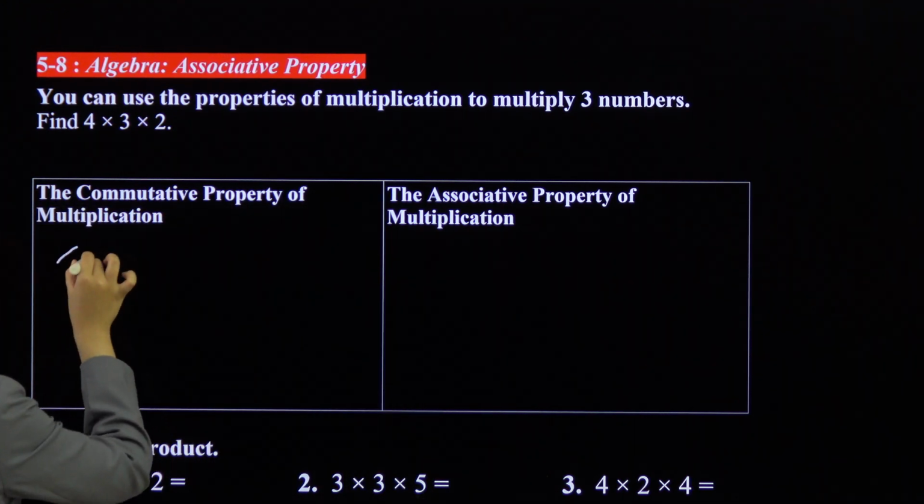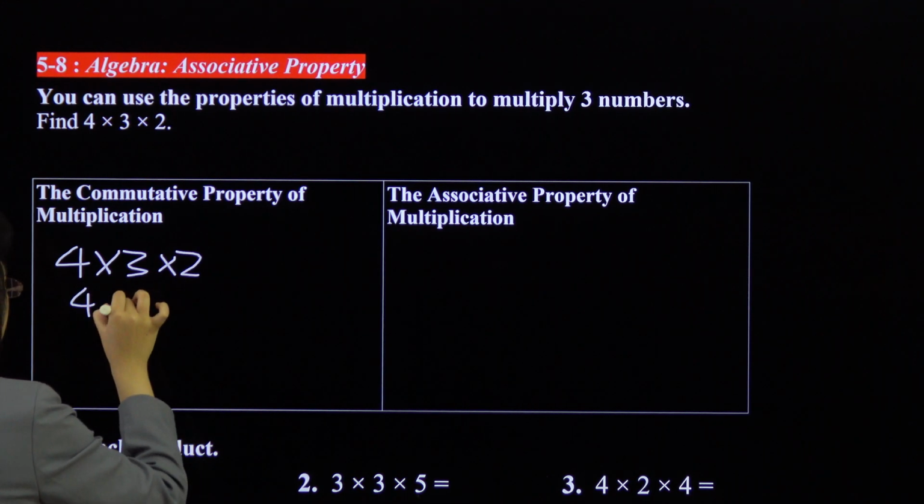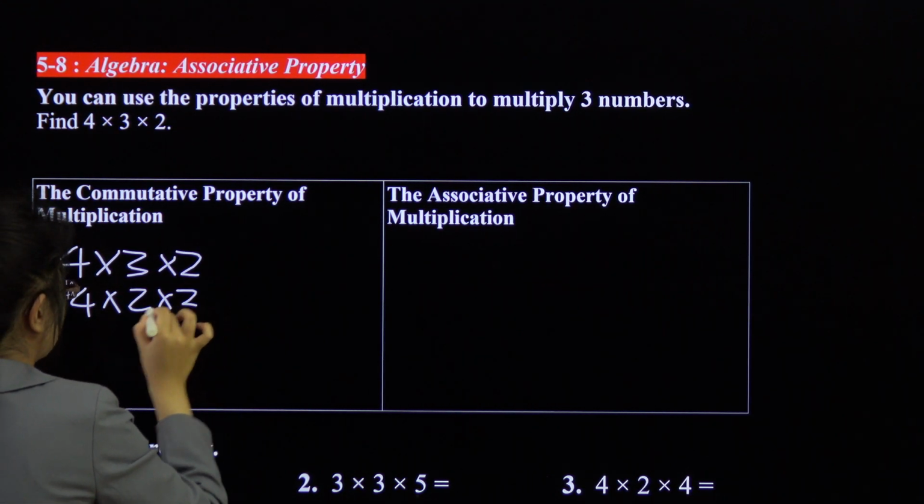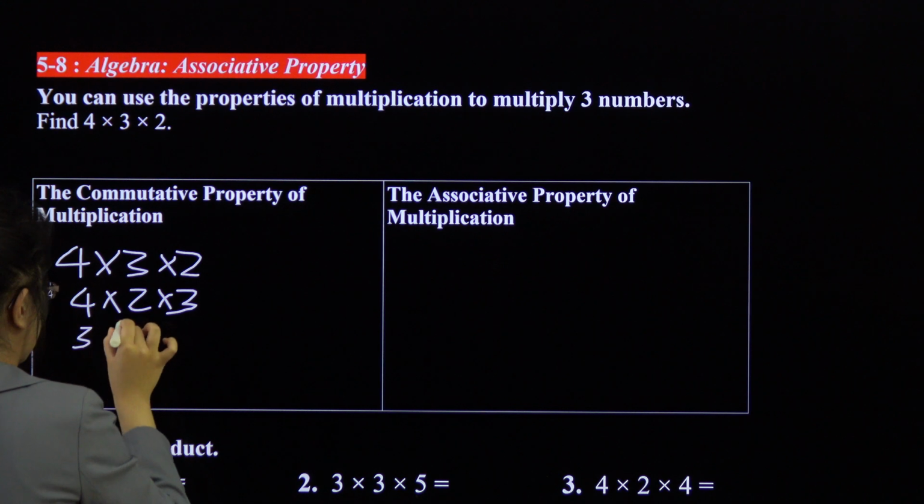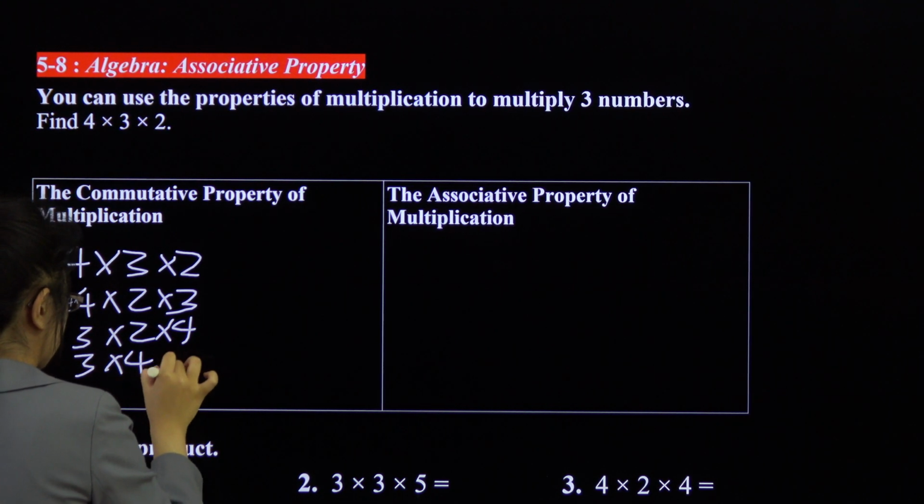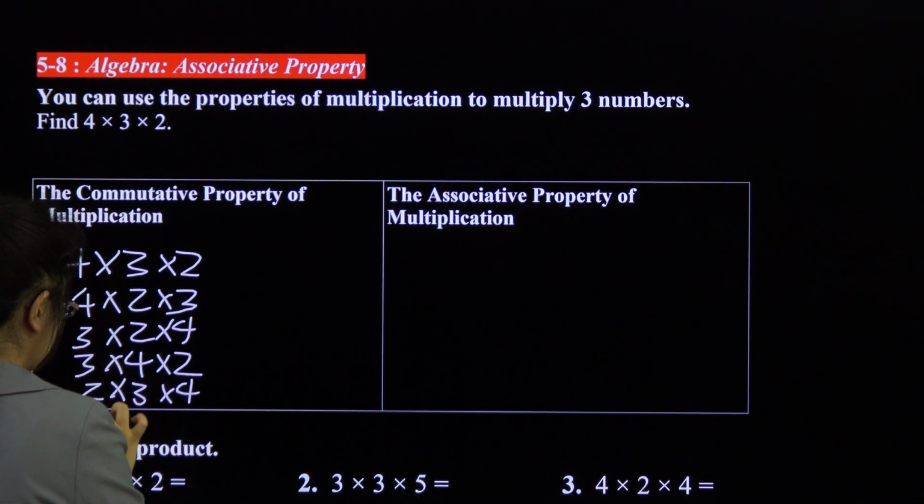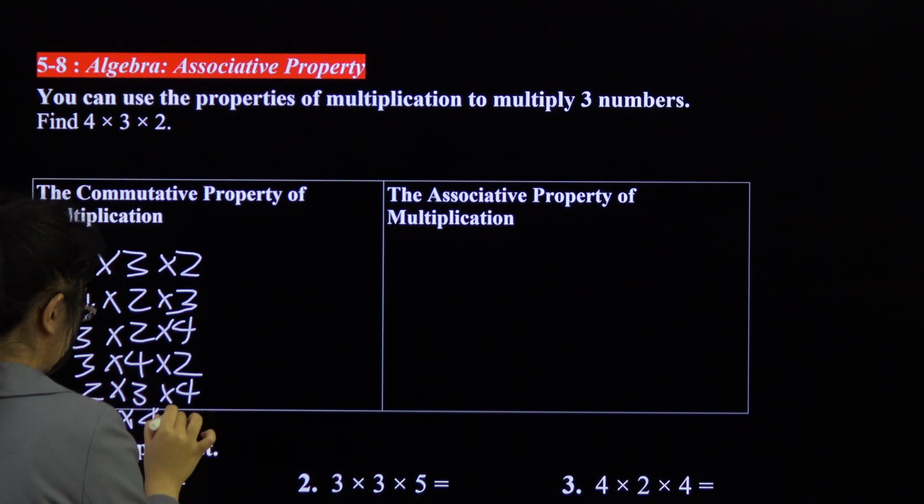So for the commutative property of multiplication, you could do 4 times 3 times 2, 4 times 2 times 3, 3 times 2 times 4, 3 times 4 times 2, 2 times 3 times 4, 2 times 4 times 3.